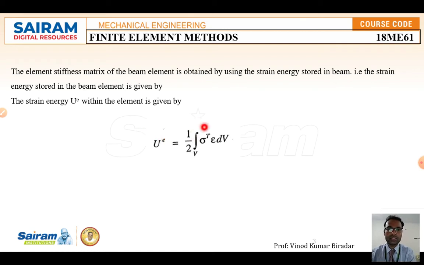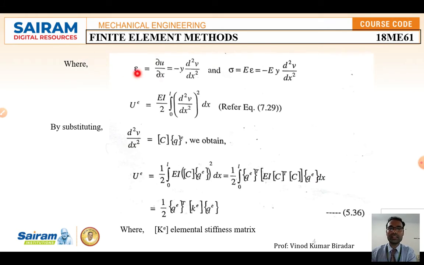The strain energy induced in the given beam element, denoted by U, is equal to half of the integration of sigma transpose epsilon dV, where sigma is the stress and epsilon is the strain. The strain is the change in deformation, del u by del x. But here, for the 2D one, node number 1 and node number 2 act opposite, so let us consider minus y d square v by dx square. We know the formula: stress is equal to Young's modulus into strain. So we have the strain value, minus y d square v by dx square, substituted in this equation.